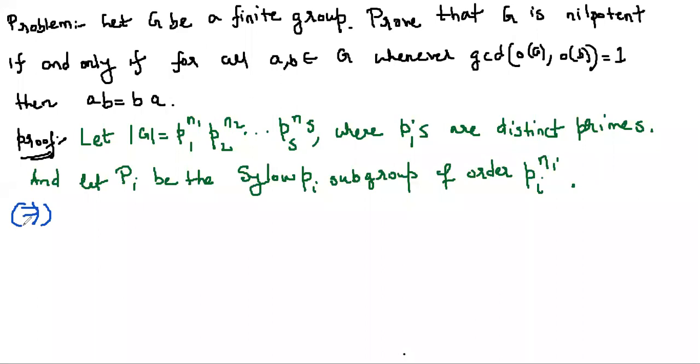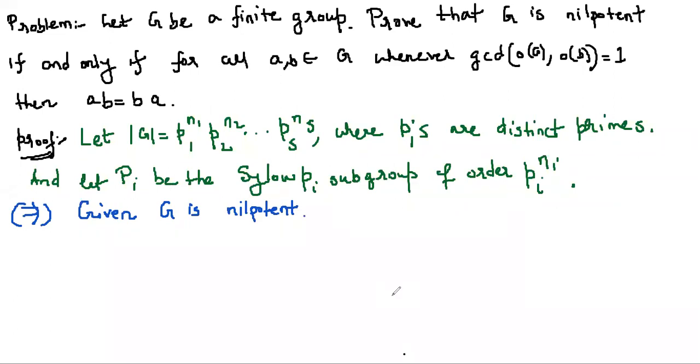So what do we need to prove? We are given that G is nilpotent, and we need to show that if two elements' orders are coprime, then the elements commute. Okay, so given: G is nilpotent.